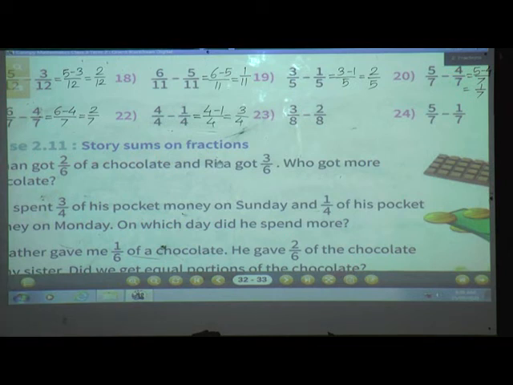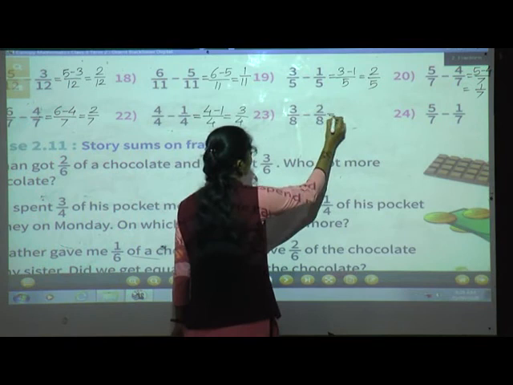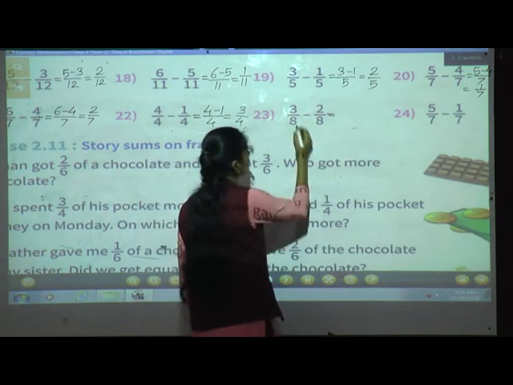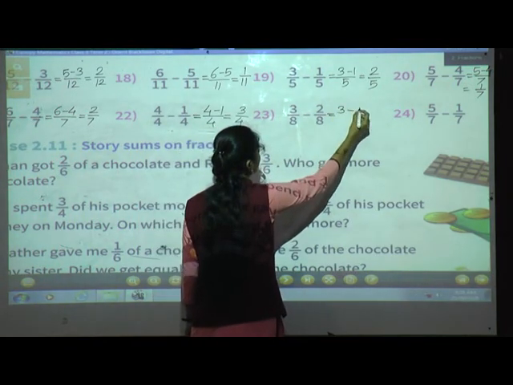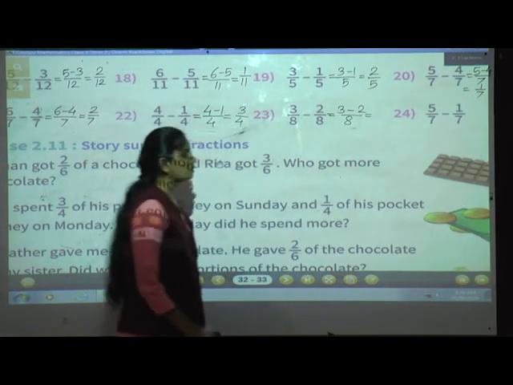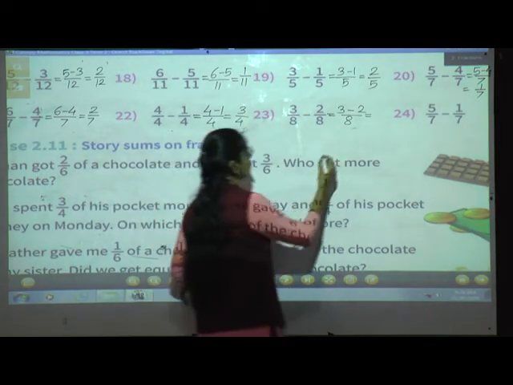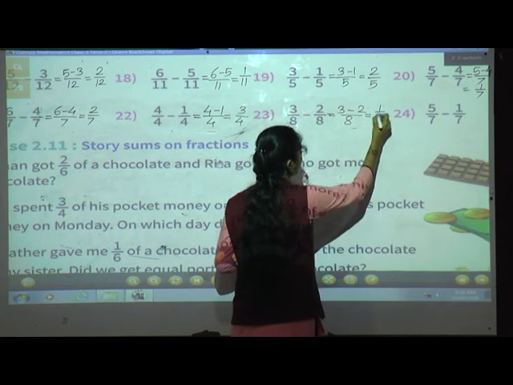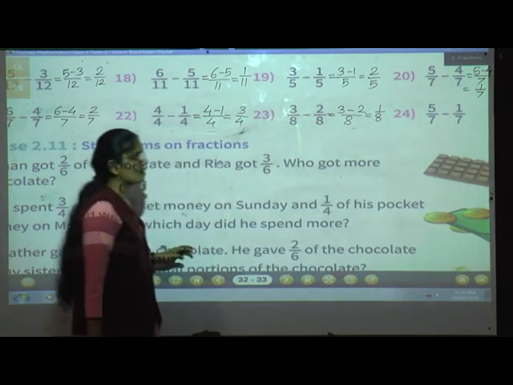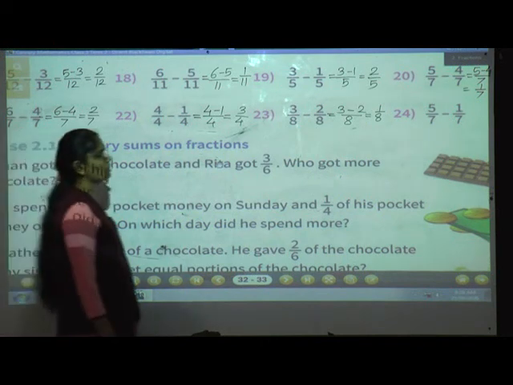3 by 8 minus 2 by 8. 3 by 8 minus 2 by 8 is equal to, yes, what we will do? 3 minus 2 by 8 is equal to, now 3 minus 2 is equal to 1. So what is the fraction? 1 by 8. Now see the last one. 5 by 7 minus 1 by 7.